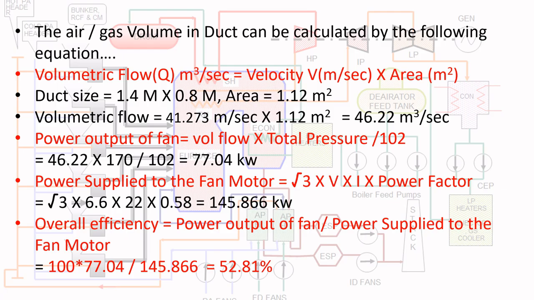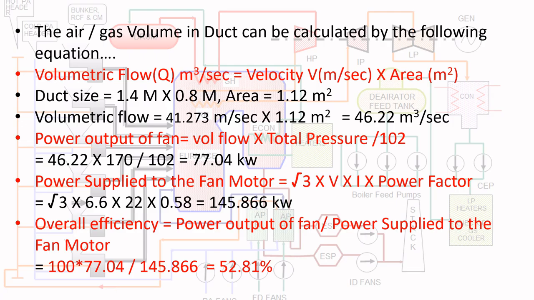Then the power output of the fan will be equal to the volumetric flow into the total pressure divided by a conversion constant of 102. So it comes out to be 77.04 kW, and the power supplied to the fan motor is root 3 VI cos phi, and that comes out to be around 145.866. So the overall efficiency of the fan, which would be equal to the power output of the fan divided by the power supplied to the fan, comes out to be around 52.81. So this is how we calculate the overall efficiency.